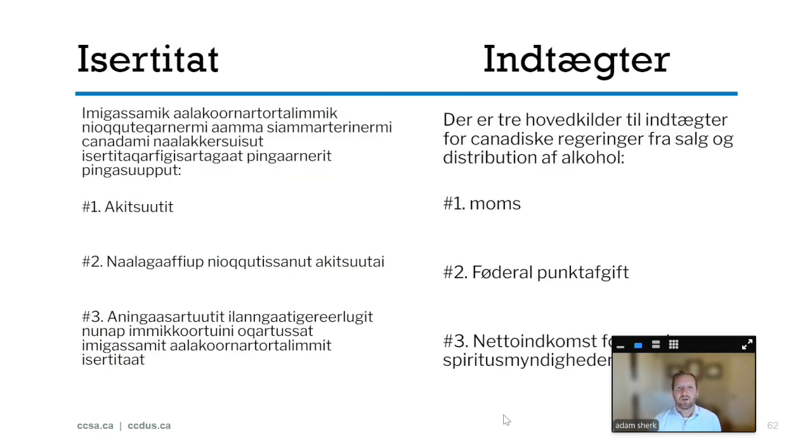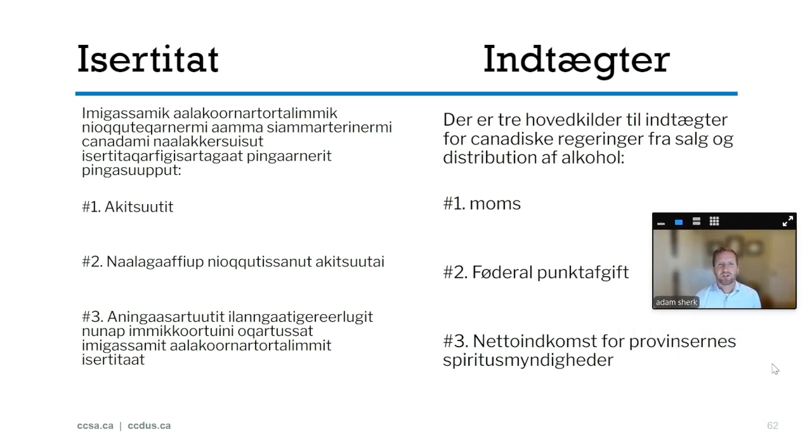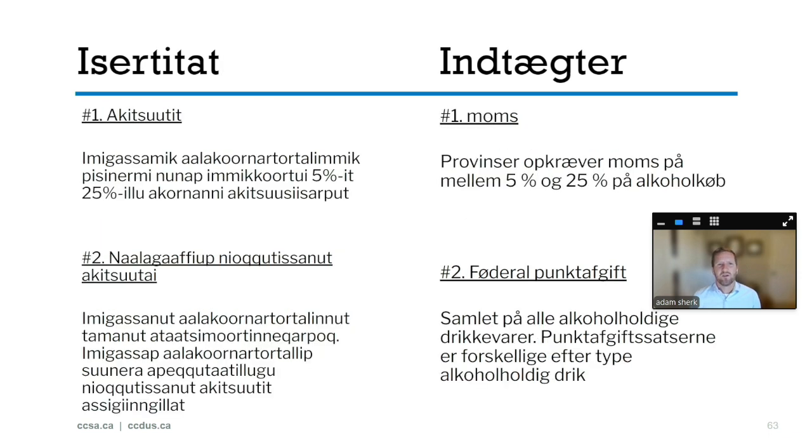Thinking about how Canadian governments generate revenue from alcohol, there are three main sources of revenue that Canadian governments bring in from alcohol sales and distribution. The first is sales tax. Second is federal excise tax. And the third, and don't worry, we'll describe each of these in more detail, is the net income of our provincial liquor authorities.